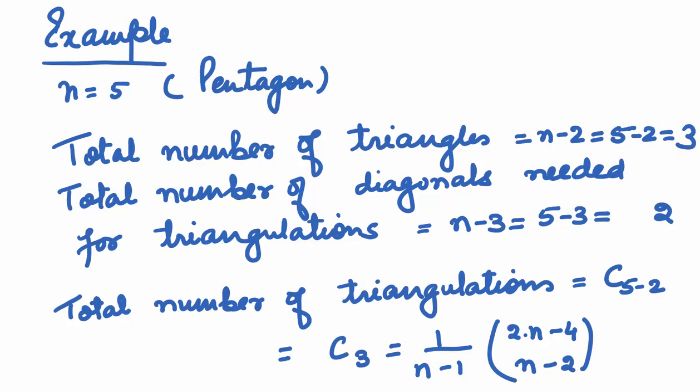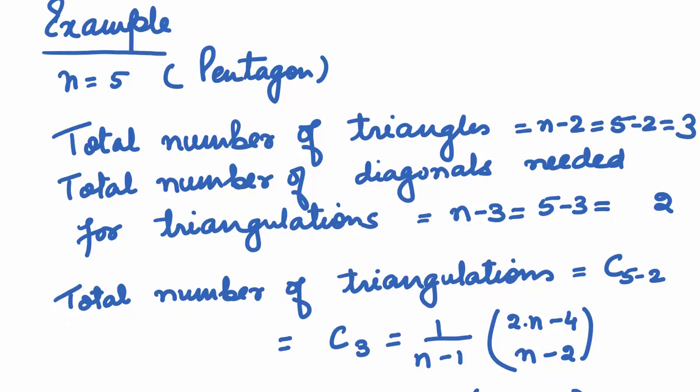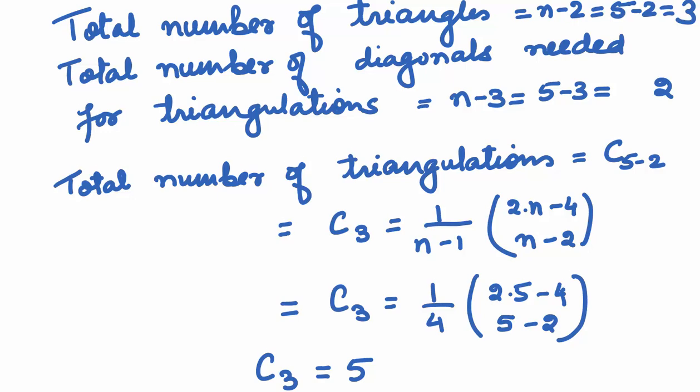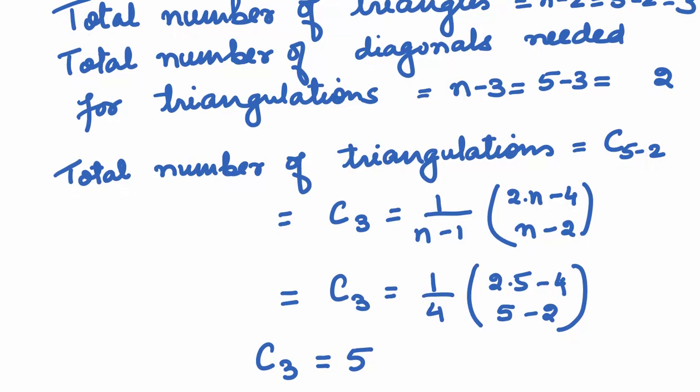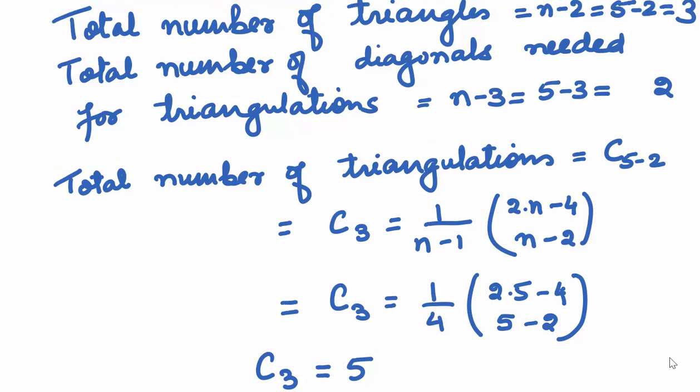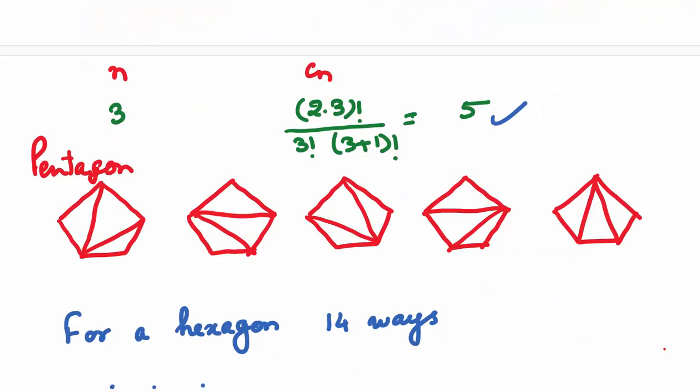And the total number of triangulations will be C n minus 2, which we know from the formula will come out to be 5. So our C3 will be 5. And you have already seen earlier that in case of a pentagon, this is what we get. We get 3 triangles, we need only 2 diagonals, and our C3 value comes out to be 5. There are 5 ways in which triangulation can be done. You can see here, this is what we had done earlier.